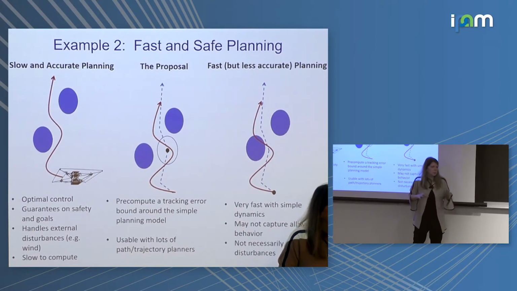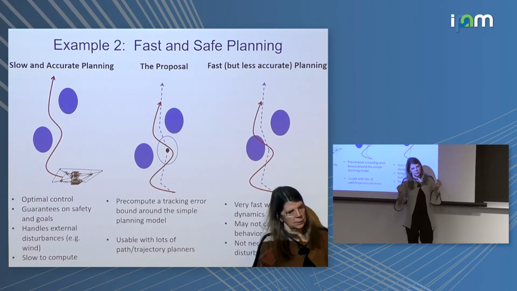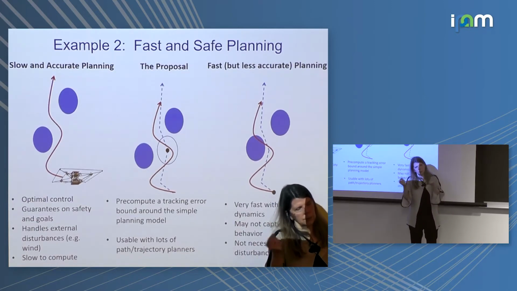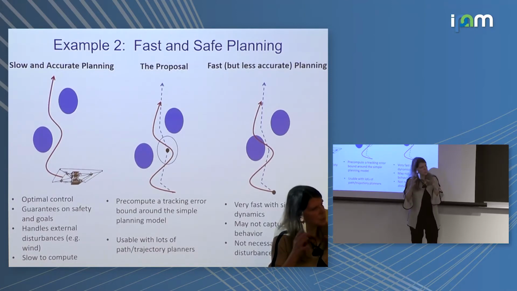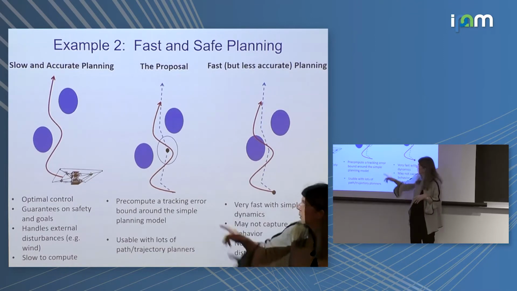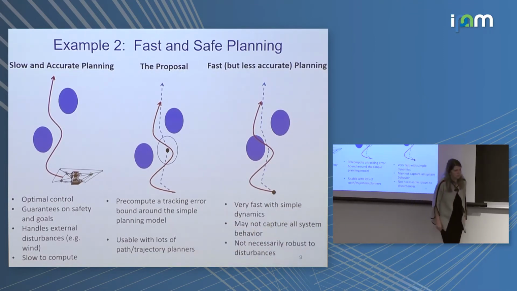It's a bubble, but it's a bubble in this high-dimensional space. Because if you compute the relative dynamics between, say, a 12D model and a 3D model, it's going to be a 12D set. And then here we project it down into whatever the planning coordinates are.